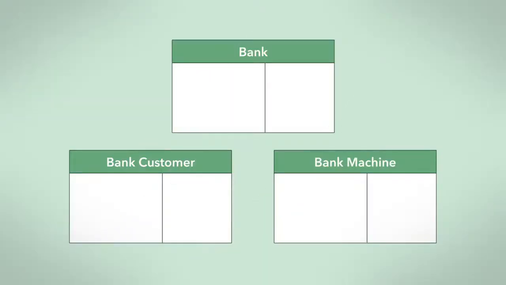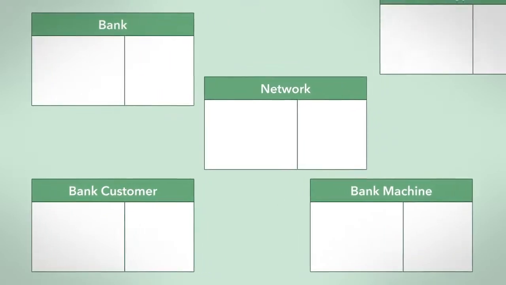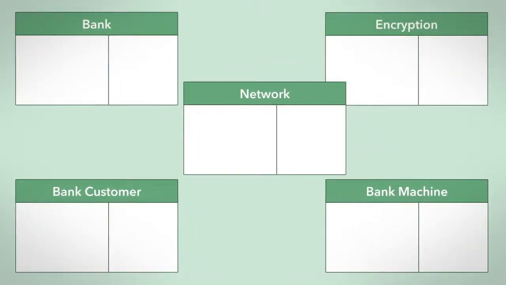For instance, since the bank machine will talk over a network to the bank, you can add a network CRC card between them. You want the network communication to be secure, so you make the network collaborate with a new component called encryption. This component supports secure communication with the bank.